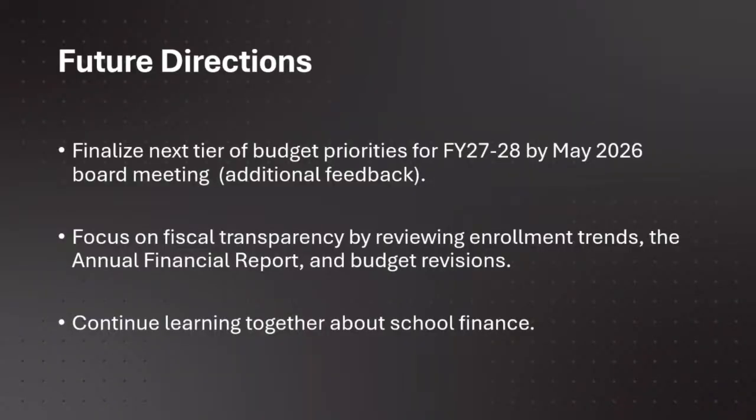All right, so in the end, we'll discuss future directions. Moving forward, the Budget Committee will continue working on eliciting staff, student, and community feedback, and determining the next tier of budget priorities. Also, to increase our transparency, we will be sharing enrollment projections in this group, and reviewing district financial information such as the AFR, the annual financial report, bond reports, budget revisions as necessary, and then the proposed and adopted budgets.